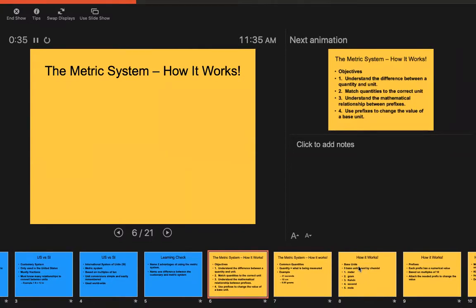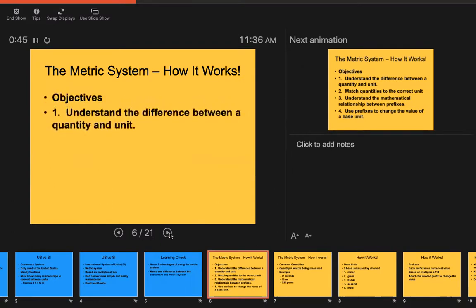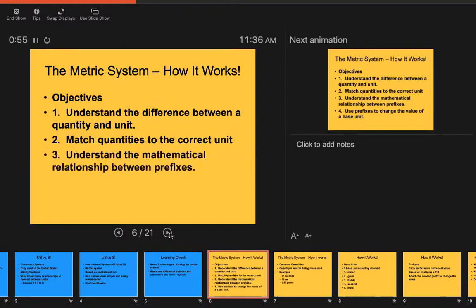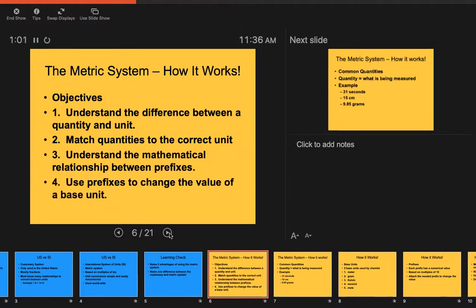This is not the first time you have heard these words. So even so, I'm going to teach it just like it is. What I need you to be able to do at the end of this section is understand the difference between a quantity and a unit and also be able to tell how they're related. I want you to be able to match those quantities with the correct unit. I want you to understand the mathematical values of the prefixes and how using the prefix will change the value of our base unit. So let's get started.